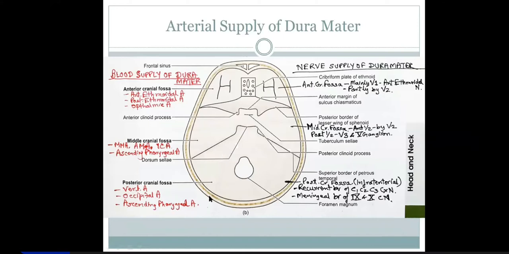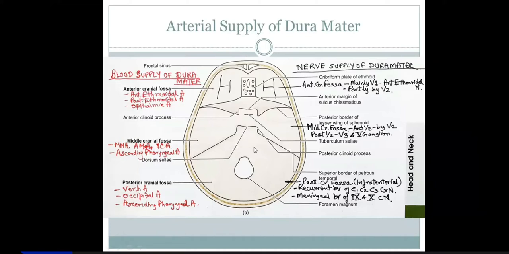Then the ascending pharyngeal also gives another meningeal branch, right? There are two condyles if you see on the floor, the norma basalis. On the outside of this, you'll find the occipital condyles, and anterior and posterior to the condyles there are anterior and posterior condylar canals. The anterior condylar canal is also called the hypoglossal canal. Through that, a meningeal branch of the ascending pharyngeal artery enters into the cranium. So the ascending pharyngeal artery is giving three meningeal branches: one enters through the foramen lacerum, one through the jugular foramen, and one through the anterior condylar canal.